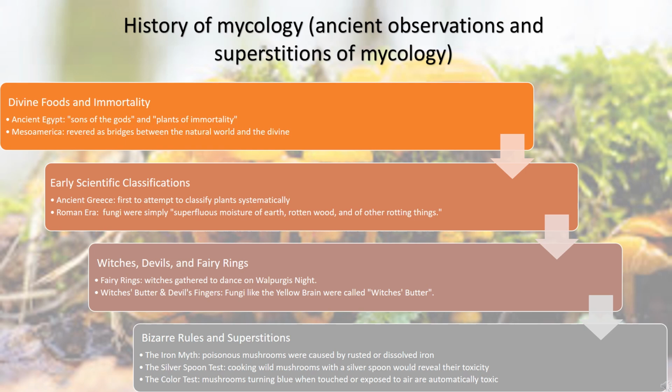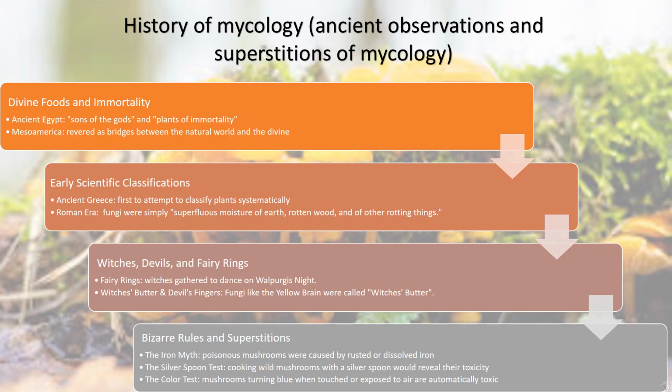treating them as botanical anomalies, divine foods, or dangerous omens. Because fungi sprout rapidly, thrive in the dark, and include hallucinogenic and deadly varieties, they were wrapped in intense folklore. A look at early observations and myths reveals how our ancestors interacted with the fungi kingdom.